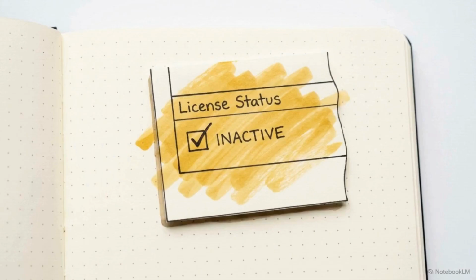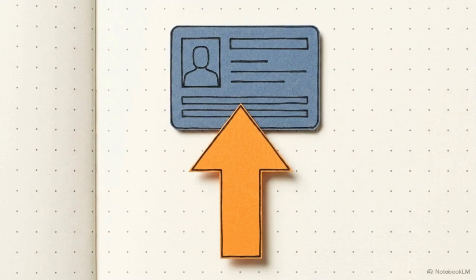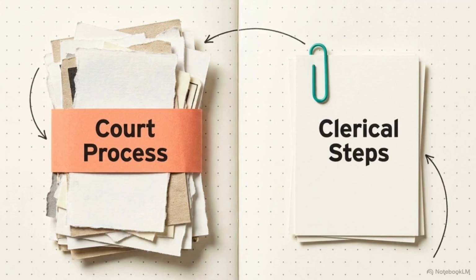In contrast, an inactive status means the license still exists, but the holder cannot perform any activities that require a license. This status can be requested by the agent or imposed as a disciplinary measure. Returning to active status is an administrative process. It requires the agent to bring their continuing education credits current and, in some cases, pass a reinstatement exam.